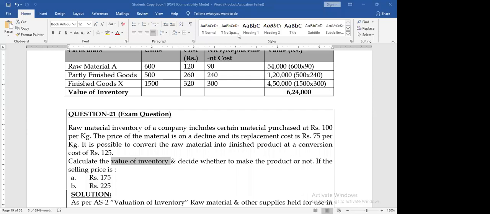Please ensure you write the entire solution properly. Make proper formats, prepare proper working notes. You will need writing practice for your exam.